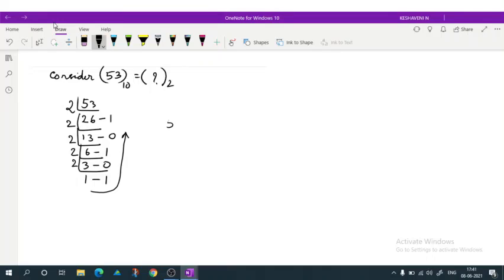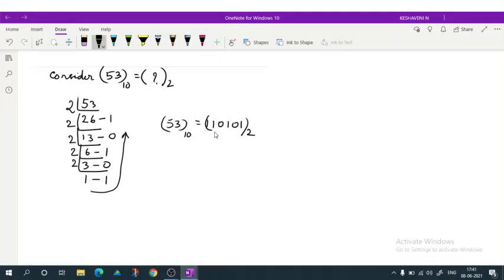Therefore, I can write 53 in decimal is equal to, starting from bottom to top, 1 1 0 1 0 1. Therefore, I can write it as 1 1 0 1 0 1 in binary.